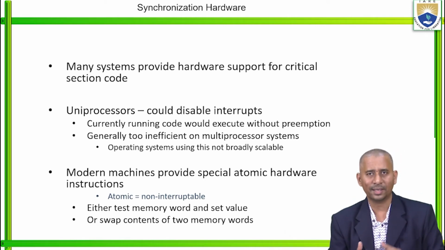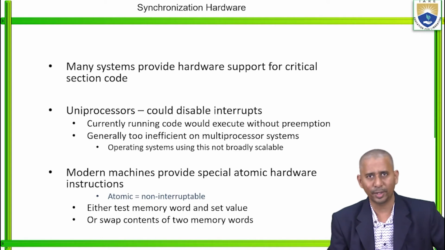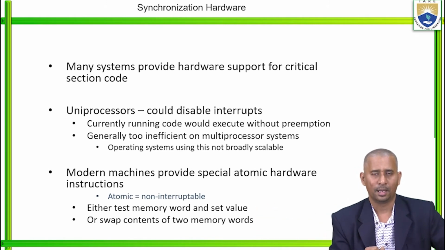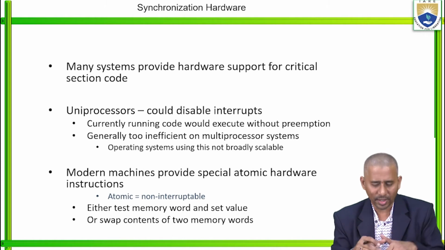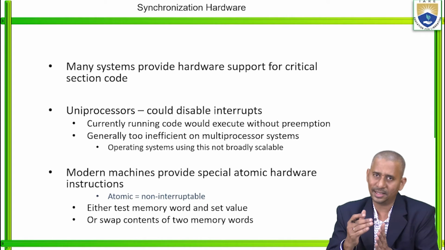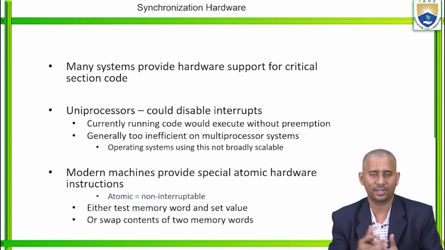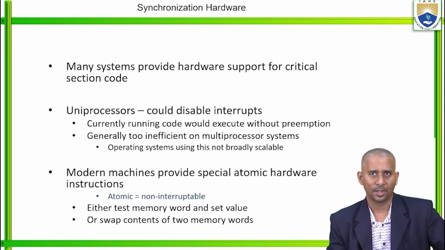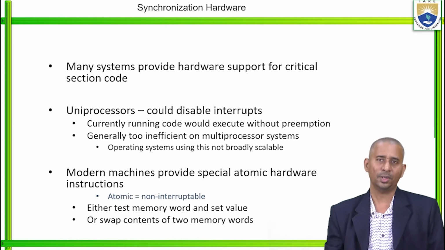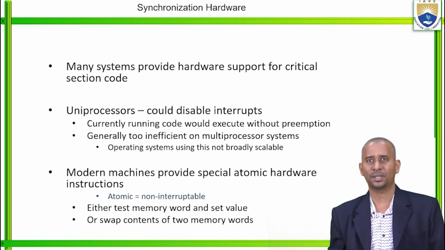Which means that whatever the currently running code would execute without preemption, because there is a uniprocessor. Once a processor can access a particular process, the processor executes only this process. After completion of this process, the processor may again access some other process. That is the scenario in uniprocessing systems. So the currently running code would execute without any preemption. This uniprocessor approach is generally too inefficient on multiprocessor systems.